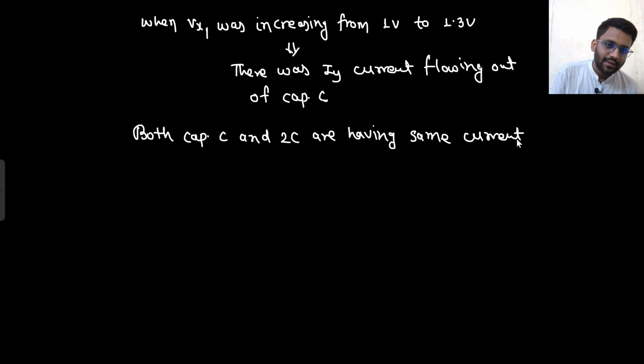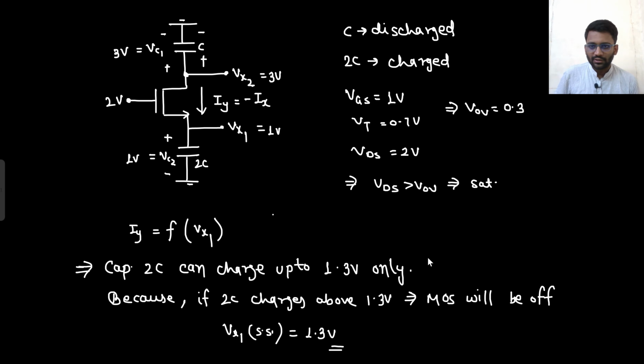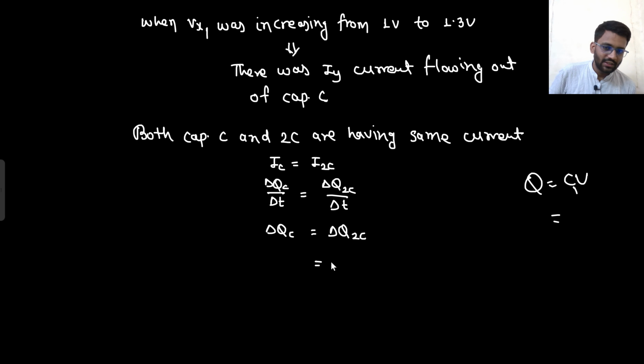Same current. If both capacitors have the same current, the current in C equals the current in 2C. What is the formula of current? That is the change in charge with respect to time. Time would certainly be the same. So the change in charge in C would equal the change in charge in 2C. What is the change in charge in 2C? What is the formula of charge? Q equals CV, whatever the capacitor is. So the capacitance of this 2C is 2C only.